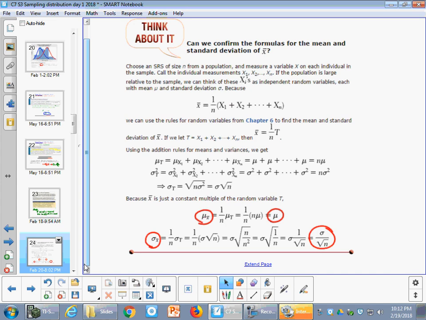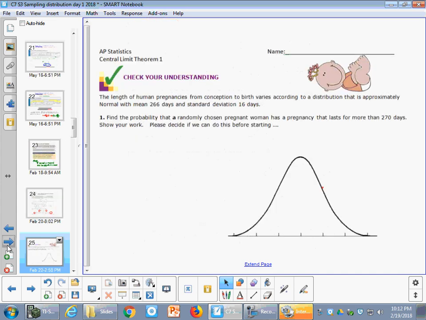But now we're going to hand out the next worksheet if we could, and talk about pregnancies and women. It looks like this, and I'll pause while we get that handed out.